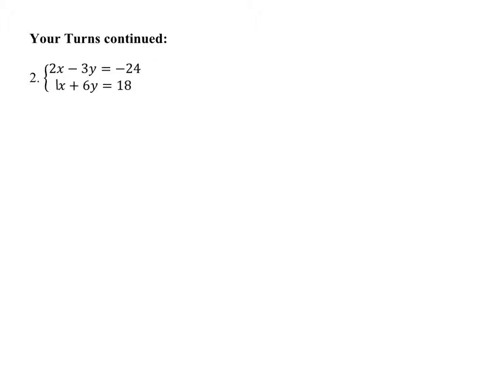So again, I'm going to number these equations. And so we're going to take equation number 2 over here, which is x plus 6y is equal to 18, and we're going to get the x by itself. So since I want x by itself, I need to get rid of everything else on that side with it. So I need to get rid of this 6y. So to get rid of 6y, we're going to subtract 6y from both sides.